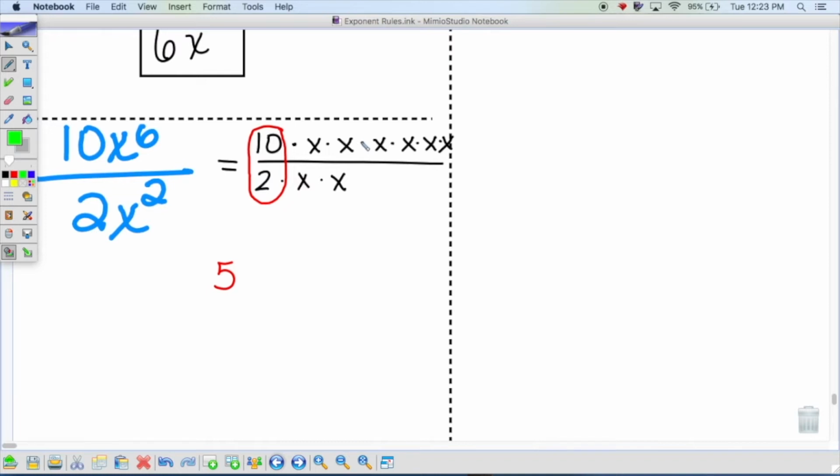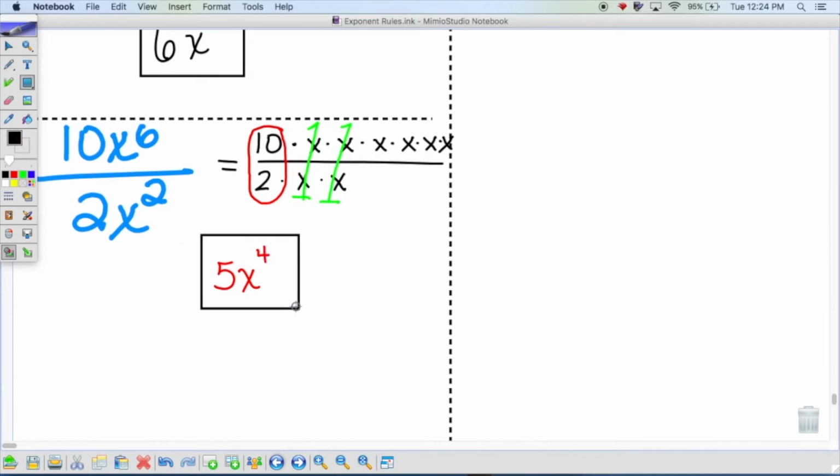What can I do with the x's? Well, hopefully you know that if I have an x on the top and an x on the bottom, I can cancel it. Why can I cancel it? Well, because what is x divided by x? X divided by x is 1. So anytime I do x divided by x, that's just 1, and I'm just multiplying by 1, so it doesn't matter. And then I am left with x multiplied by itself 4 times.